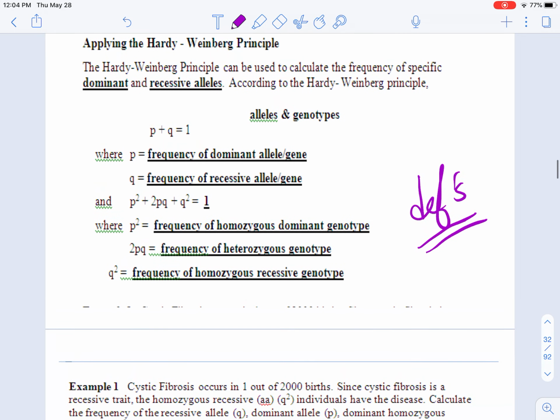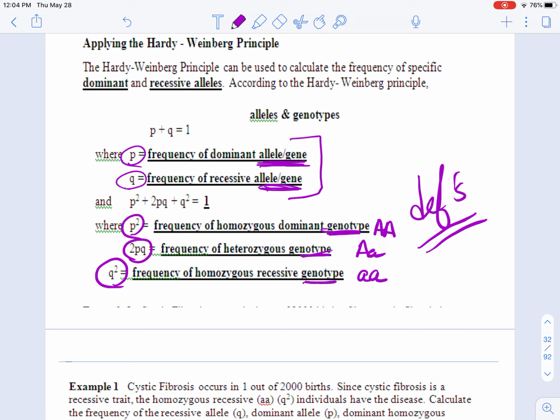Here are some definitions that you can review with. Remember that p is the frequency of that gene or allele, and they may in the questions use either gene or allele frequency for p. Gene or allele frequency for the recessive is q, whereas if they're talking about p squared, it's the homozygous dominant. If they're talking about 2pq, it's the heterozygous genotype. q squared is the homozygous recessive genotype. So these are all genotypes, whereas p's and q's are gene or allele frequencies.